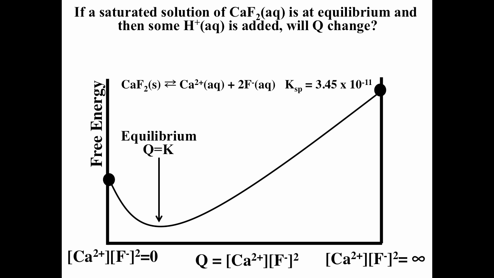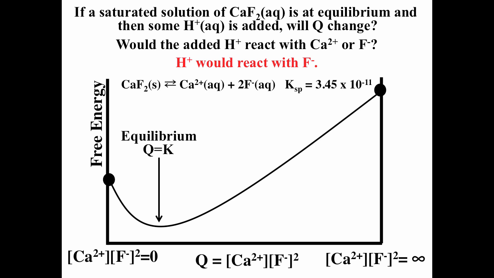Now we can look at something slightly different. If we have a saturated solution of calcium fluoride at equilibrium and then some hydrogen ion is added, will Q change? Now calcium fluoride dissolves into calcium ions and fluoride ions. And so the question we should ask ourselves is, will the hydrogen ion react with either the calcium ion or the fluoride ion? Now we should remember from that table where we had acid, base, acidic, basic, and neutral, alkali metal ions are neutral, calcium ions are neutral, and you should recognize that the fluoride ion is the conjugate base of HF, and so the fluoride ion is going to be basic, and so hydrogen ions should react with the F minus ion.